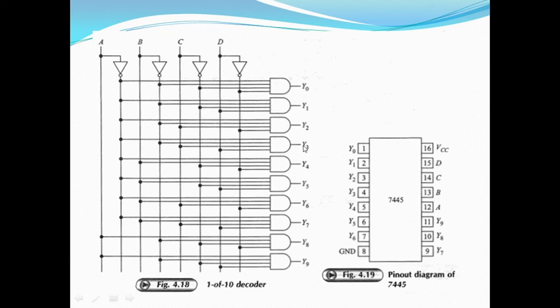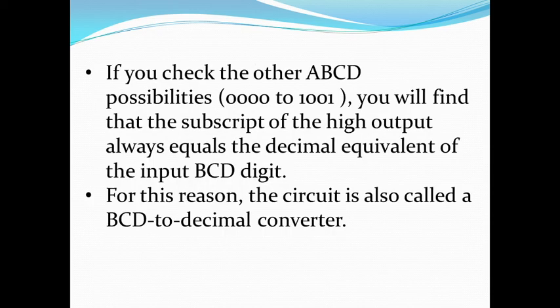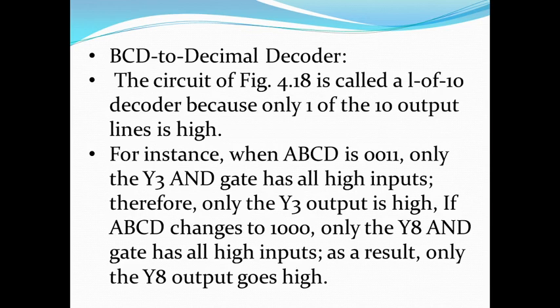So this way, by choosing from 0, 0, 0, 0 to 1, 0, 0, 1, from Y0 to Y9, any one of these outputs we can make high, and at the same time all other outputs remain in the low state.